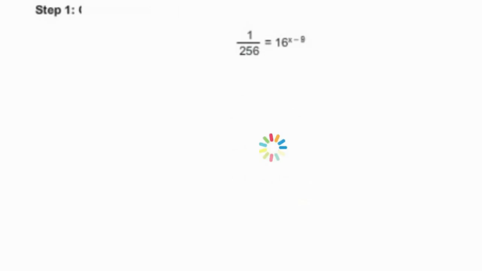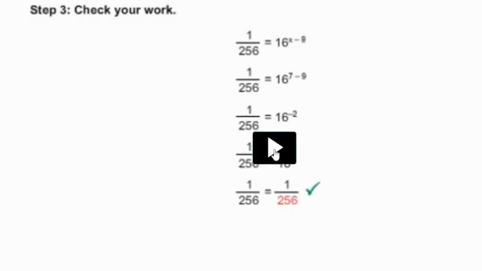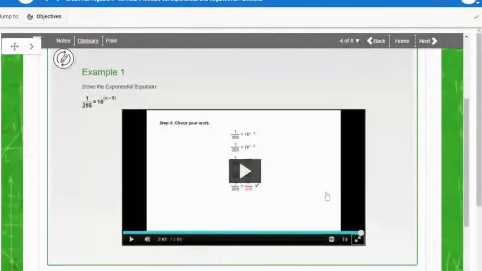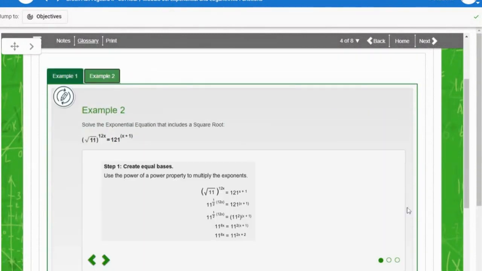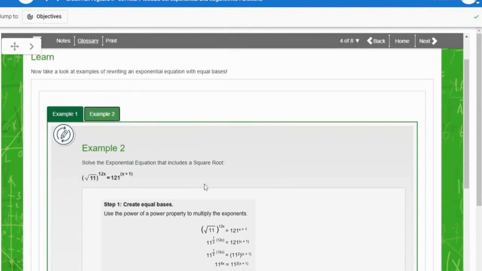Yeah, we can see right there at the end they had x equals 7 is correct. That's 1 over 16 squared, because 16 to the negative 2, remember we can move that underneath the fraction. 1 over 16 squared, and then 1 over 16 squared is 1 over 256. So there's how they solved that. Let's look at a different example right here. Oh, this is a good one. Let's do this on paper.